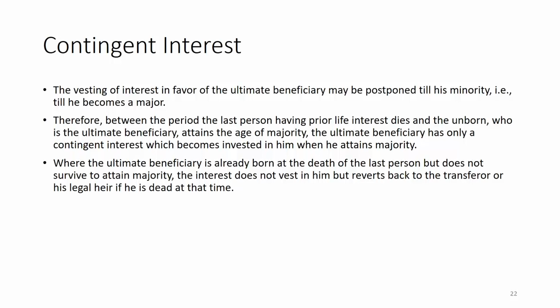So, between the period when the last person having a prior life interest dies and the unborn person who is the ultimate beneficiary attains the age of majority, the ultimate beneficiary has only a contingent interest, which becomes vested in him when he attains majority. Where the ultimate beneficiary is already born at the death of the last person but does not survive to attain majority, the interest does not vest in him, but reverts back to the transferor or his legal heir if he is dead at that time.